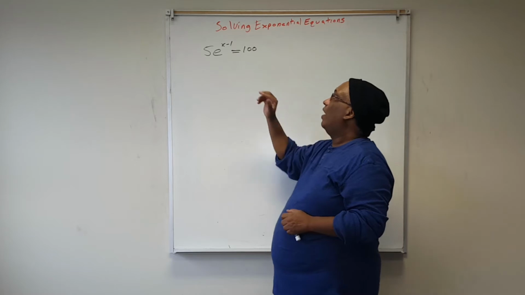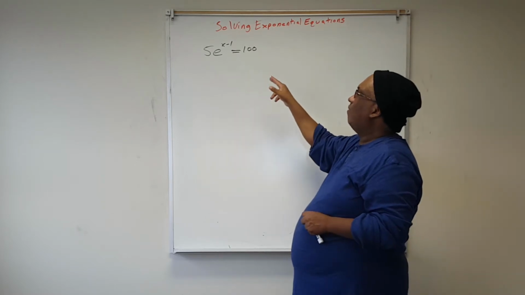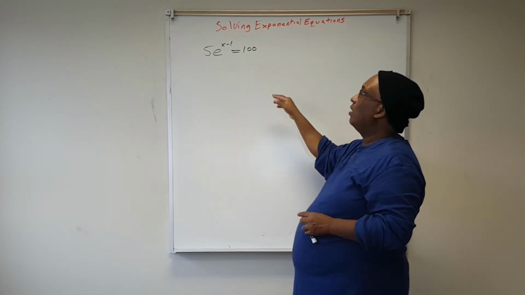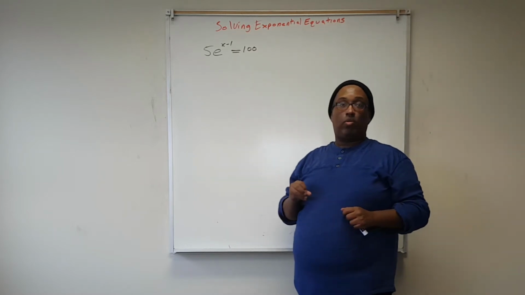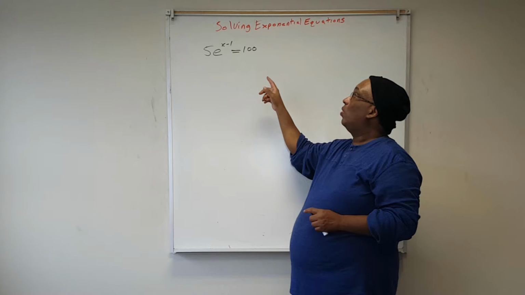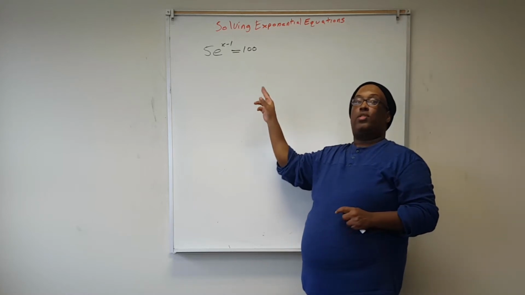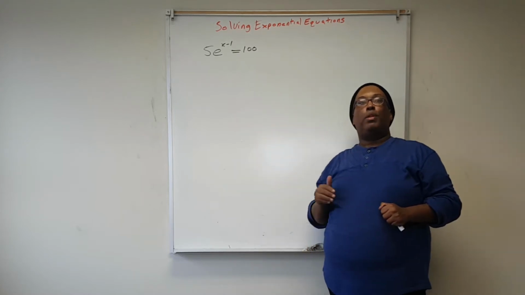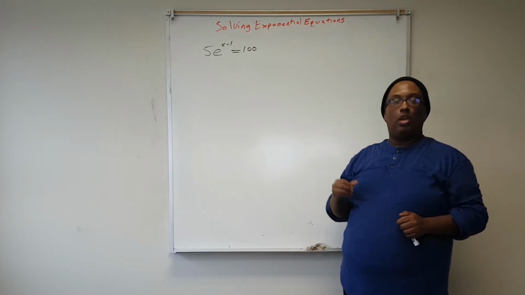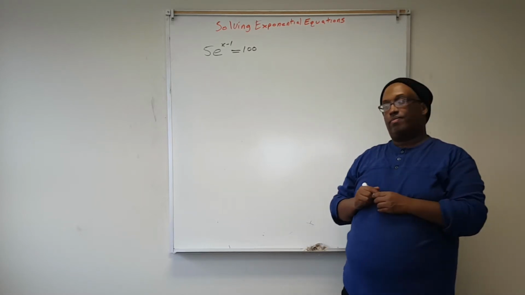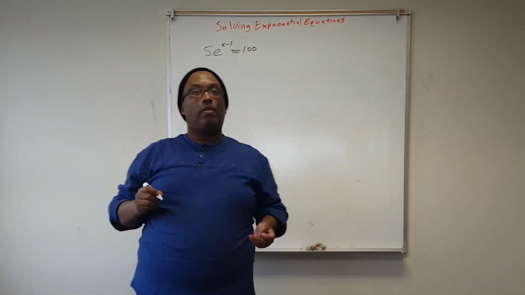We have 5 times e raised to the x minus 1, all equal to 100. Notice that it's not just raised to the x, it's raised to x minus 1, or 1 less than x. This is an exponential equation because the x is in the exponent position. Let's solve this problem. First thing we need to do is divide by the 5.